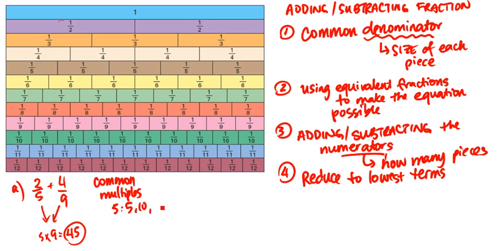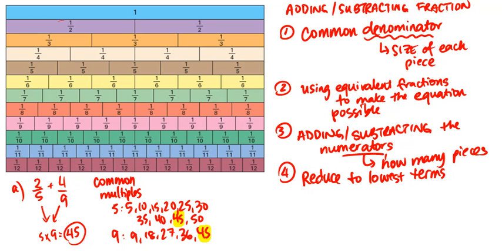So 5, 10, 15, 20, 25, 30, 35, 40, 45, 50 are all multiples of 5. Whereas for 9, I have 9, 18, 27, 36, 45, and I notice right away that I have a multiple that is common between the two, and that's 45. Number 2, using equivalent fractions to make the equation possible.